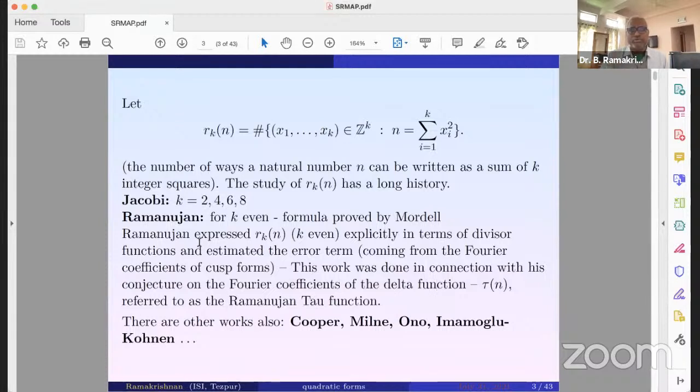The generating function is a modular form. Therefore, the modular form can be given in terms of the Eisenstein series plus a cusp form. The error term comes from the cusp form, and then he found explicitly the Eisenstein series part. In that paper he gives a very nice error term.